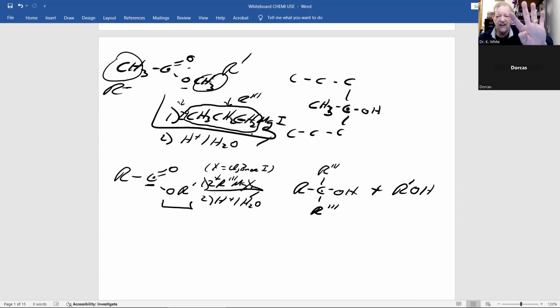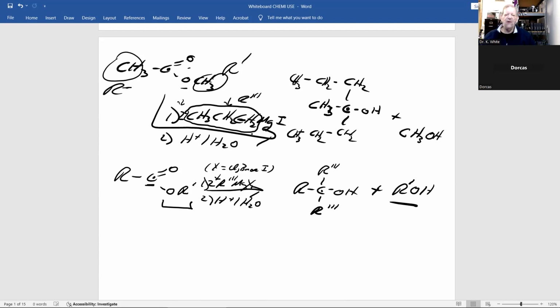Remember, there are 4 bonds to carbon. I gotta get this finger fixed one of these years. And then the second alcohol, our R prime, is also a methyl group. And notice right here, in one step, we took a simple ester and a simple Grignard, and we made a very, very complex alcohol. That's a good thing.